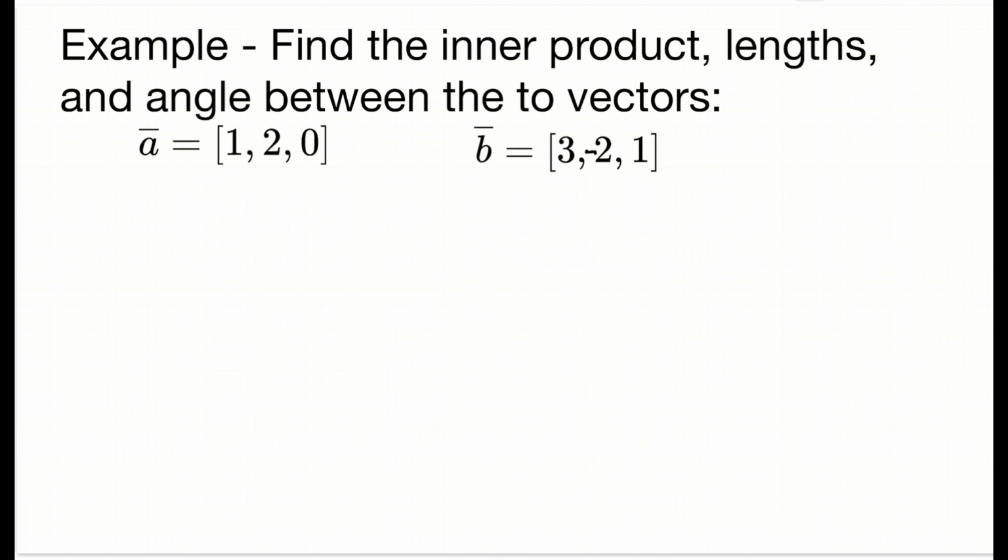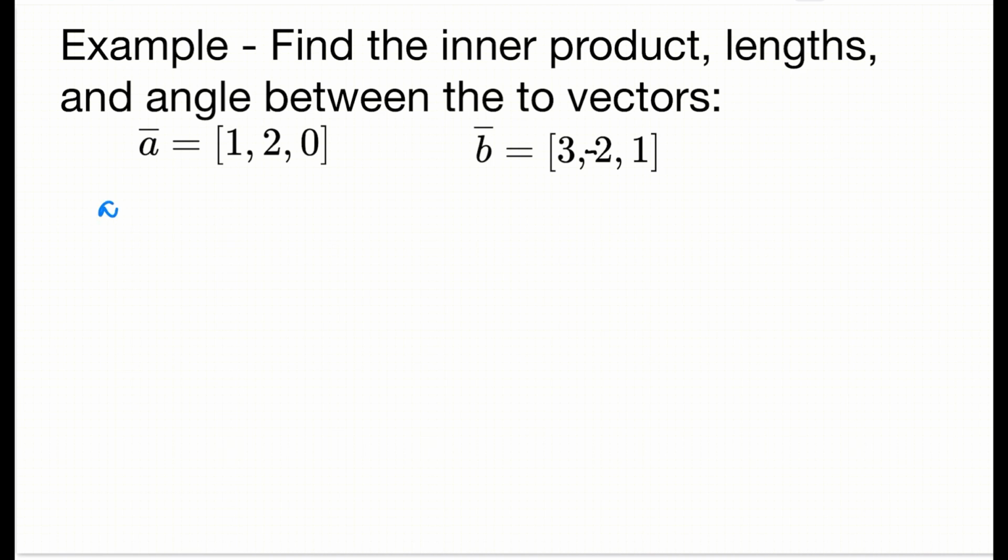We want to find the inner product, the dot product, the scalar product, whatever you want to call it, the lengths, and the angle between the two vectors. So here are going to be our vectors. A is 1, 2, 0, that's in component form. B is 3, minus 2, and 1.